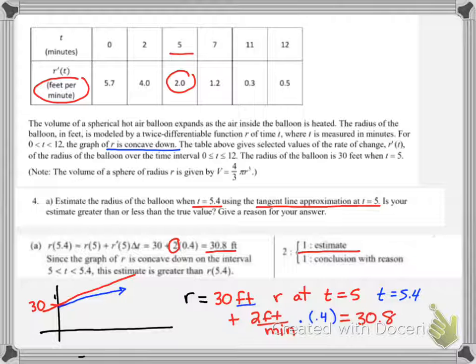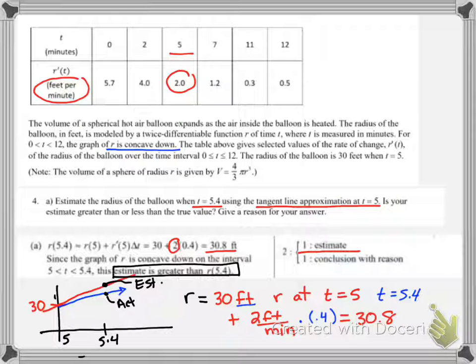So we can see that our approximation over here at 5.4, assuming this is 5, is going to be considerably higher than the actual answer. This is our actual. This is our estimate. And so that's why we would say that the estimate is greater than the actual radius at 5.4, but we would need to use this information that r is concave down to get full credit.